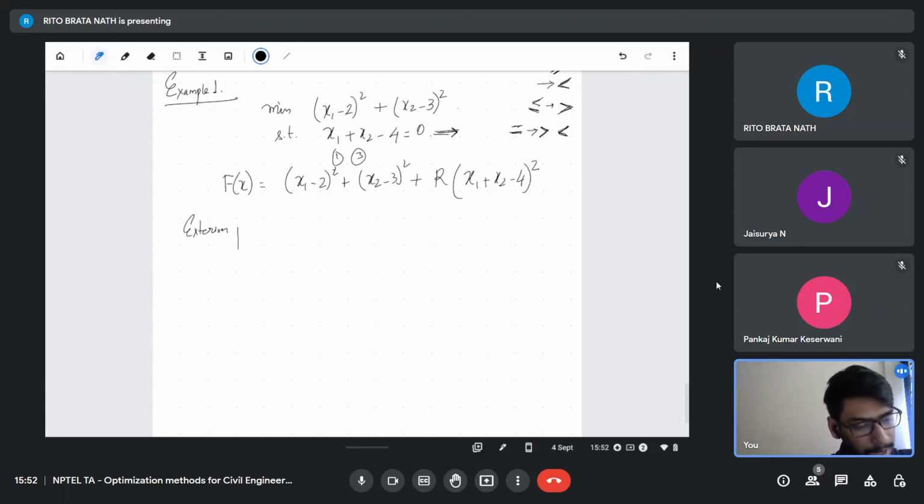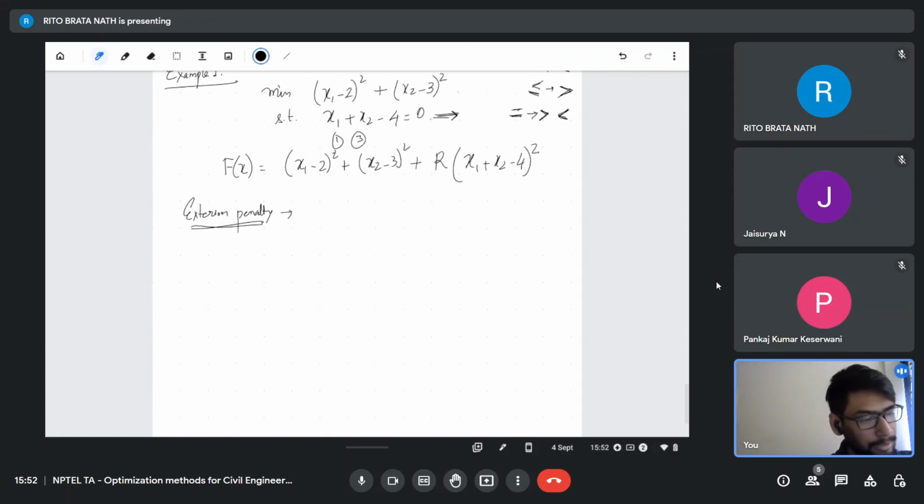That means I'm starting with something which has a violation of this constraint. The advantage of the exterior penalty method is that you can always start with an R value which is small. But in the interior penalty method, you have to start with an R value which is large, and you don't know upfront how large that value must be set. So let's use the exterior penalty method. You can start with x1 equals 2 and x2 equals 3.